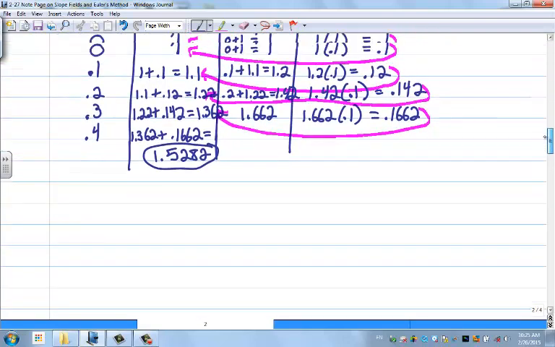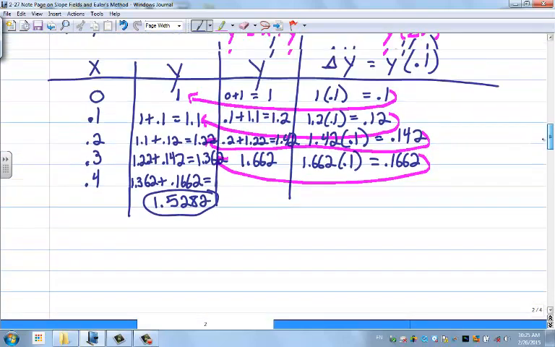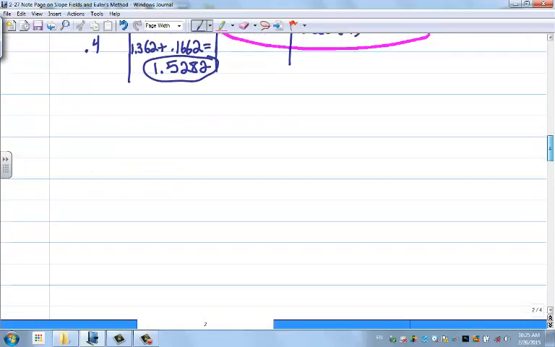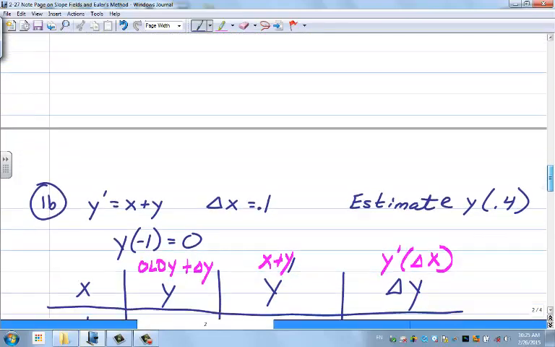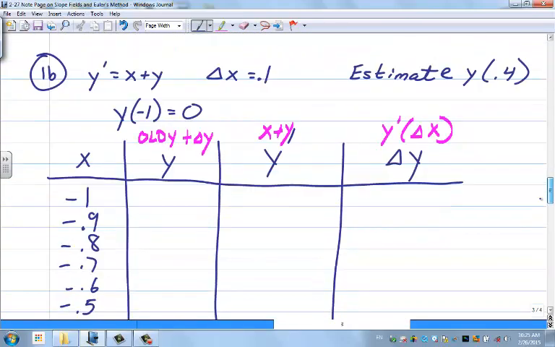So now I'm going to move on to another problem. I'm only doing part A of this problem. Oh no, I guess I'm going to do 1B as well. All right, so 1B, we need a big table for. Okay, so you have y prime is equal to x plus y. Delta x is 0.1. We're still going to estimate y of 0.4.